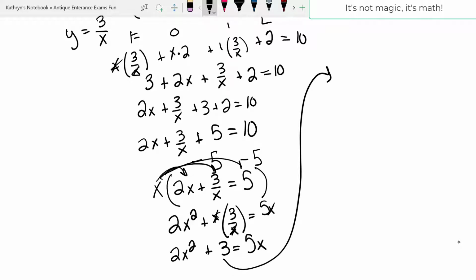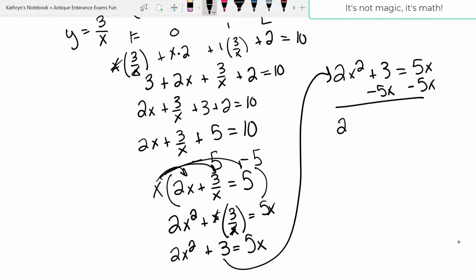I have a quadratic equation here. So to solve it, I need to make it equal to 0. So we're going to have 2x squared. I'm just going to rewrite the original here. Plus 3 equals 5x. I'm going to subtract 5x from both sides. Now we have 2x squared minus 5x plus 3 equals 0.